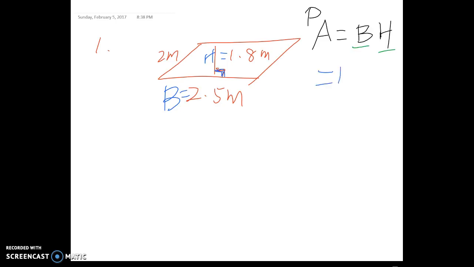We will have 1 and 8/10 times 2 and 5/10. And then we multiply them together, we will get 4 and 5/10 meters squared. So basically that's what we need to do.